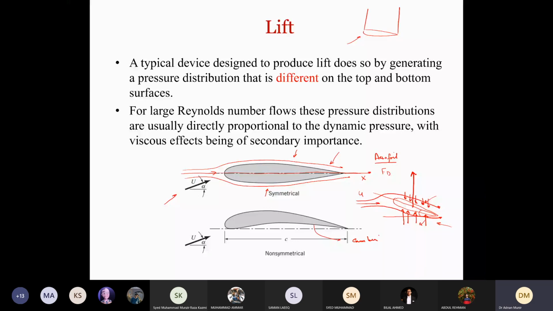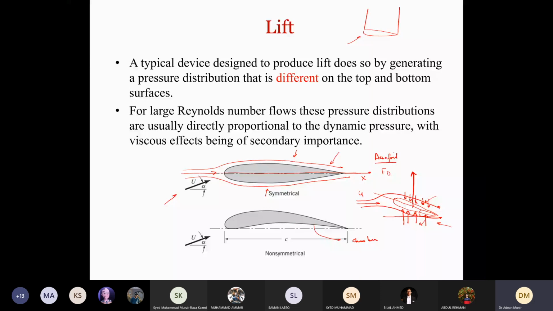So normally these aerofoils also have camber. They are cambered like this. So the shape of the aerofoil is like this. This camber makes the aerofoil non-symmetrical, and as a result increases the lift force further.